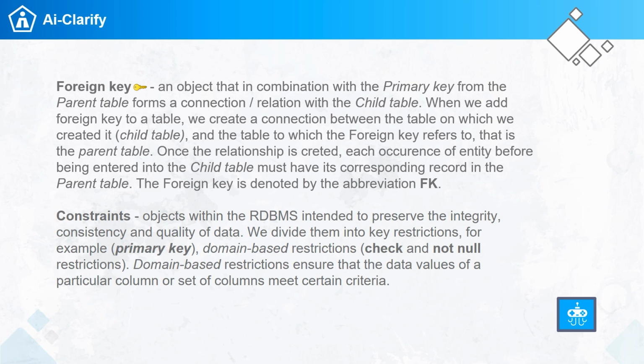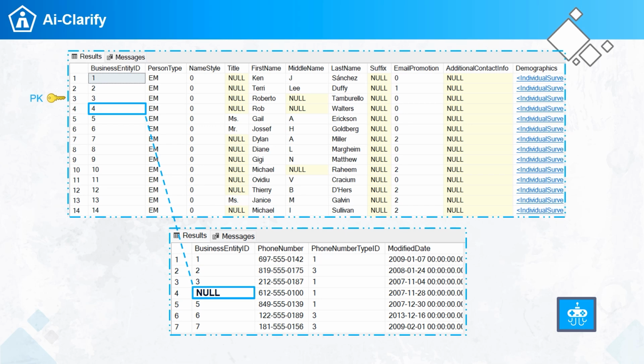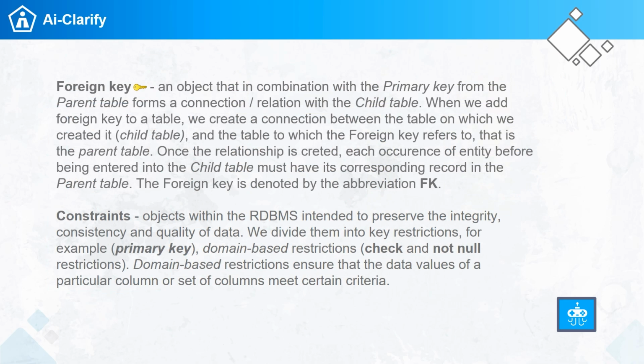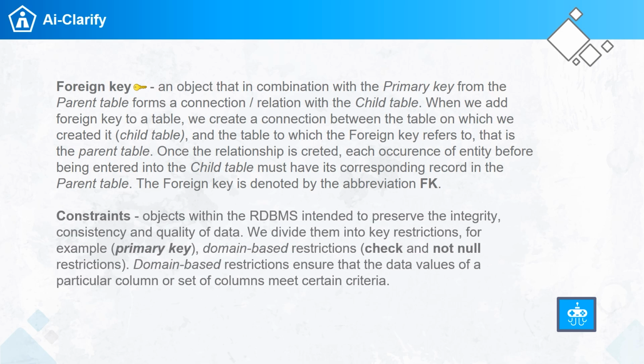Basically, each table in a relational database has one or more keys. The primary key uniquely identifies each row in the table and ensures data uniqueness. Foreign key allows tables to be linked to other tables and to create relationships between them. As we already said, integrity of data is very important, and to preserve referential integrity of data, we use constraints. Constraints are objects within the RDBMS system intended to preserve the integrity, consistency and quality of data.